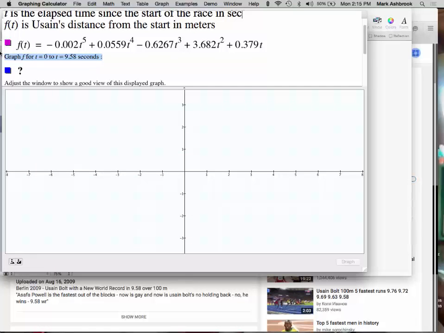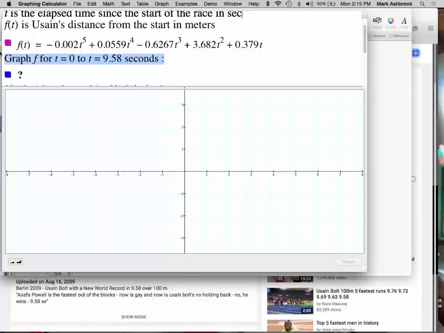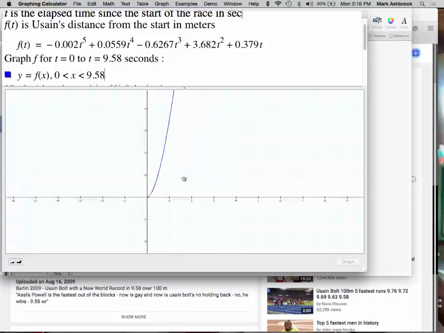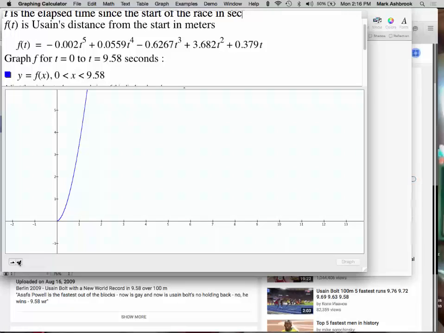So if we wanted to graph that, how would we graph that? How do we tell GC to graph? y equals f of x. And we want to do it just for his race, so it would be between 0 and 9.58. And let's get a good window for this. So remember, we're going to zoom out, especially on the y-axis. Remember, Option and Command on Mac, Control or Shift gives you just the ability to zoom in and out on a particular axis.